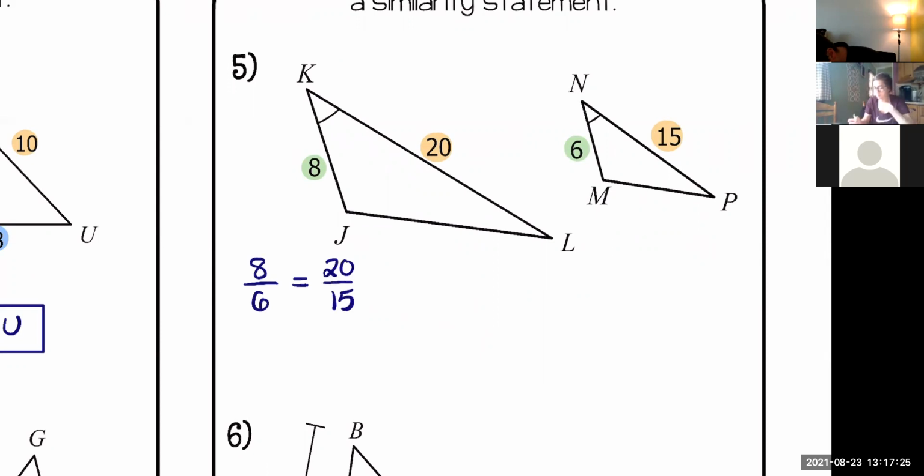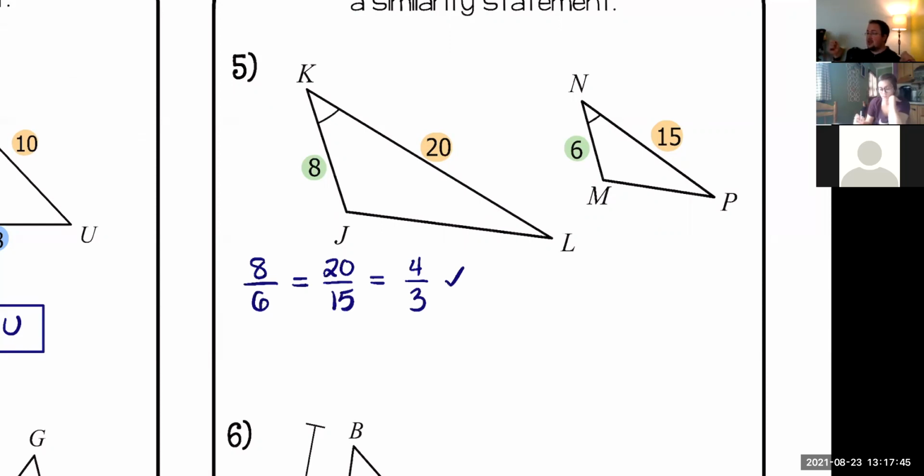Now correct me if I'm wrong. 8 over 6, I can take a 2 out, which gives me 4 over 3. 20 and 15, I could take a 5 out, which gives me 4 over 3. So we have enough to say that those 2 corresponding sides are proportional.